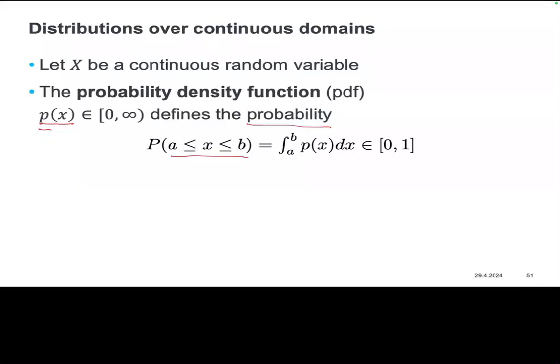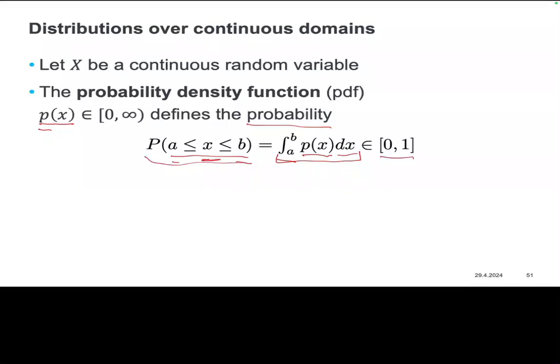So when the values of a random variable are in this interval between some a and some b, then I can take this probability density and sum up over this interval with the integral over x. And this gives me a probability which is then in the interval between 0 and 1.